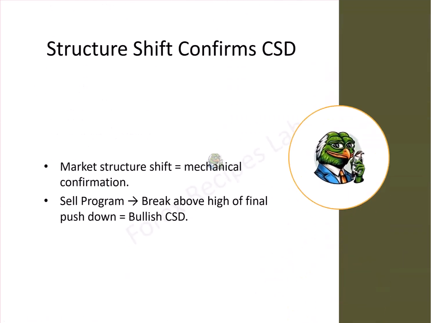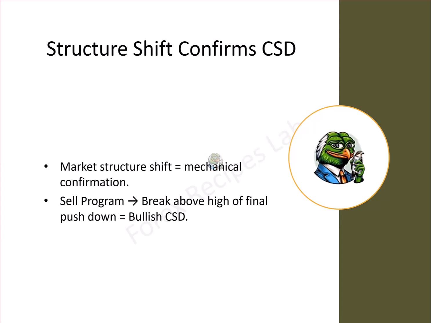The actual mechanical confirmation of CSD is a market structure shift. It's the moment the market shows you it's done delivering to one side and is ready to deliver to the other. Here's how that looks. In a sell program, price breaks above a high that set up that final sell push, and the market shifts into a buy program. So let's have a look at an example where the market was in a sell program and then after a market structure shift enters into a buy program.